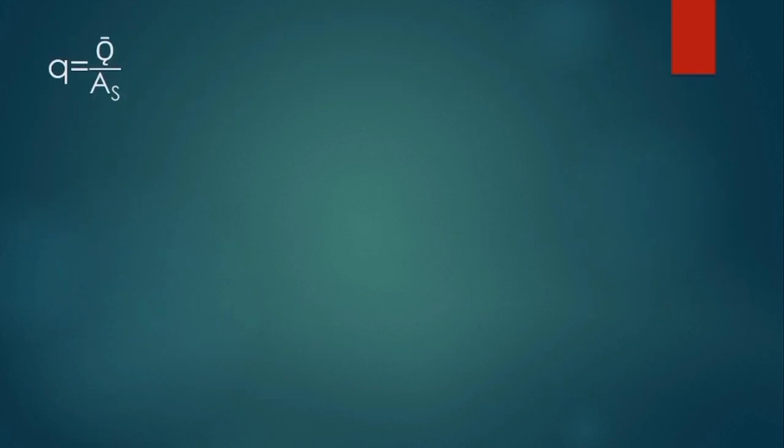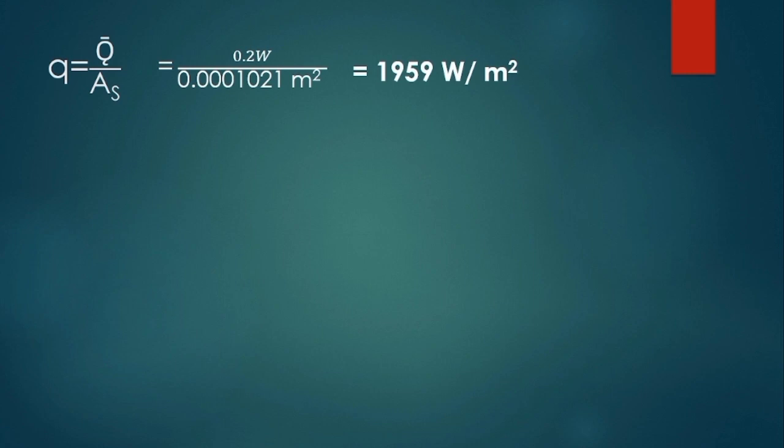Since we already found the surface area, we're going to find the heat flux. The equation for heat flux is this, and we're going to input. So our power transistor, or the power in the environment, is 0.2 watt over the area of surface, which is 0.001021 meters squared. Our heat flux is 1959 watt per meter squared.